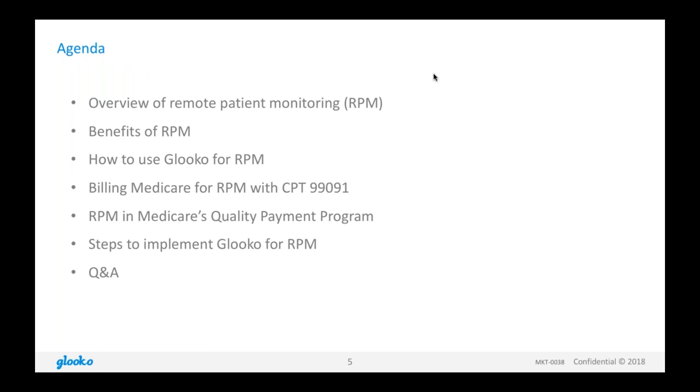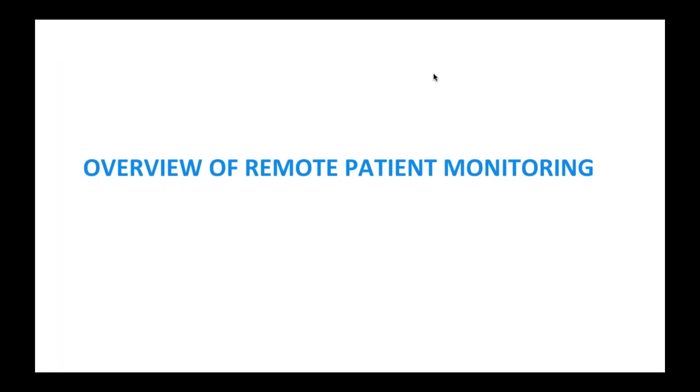So this is what we're going to cover today. We're going to give a brief overview of remote patient monitoring and what its benefits are. We'll talk a little bit about how to use Glucco for remote patient monitoring, how to bill CMS for remote patient monitoring with 99091, how remote patient monitoring fits into Medicare's quality payment program, what the steps to implement Glucco are, and then we'll conclude with the questions and answers.